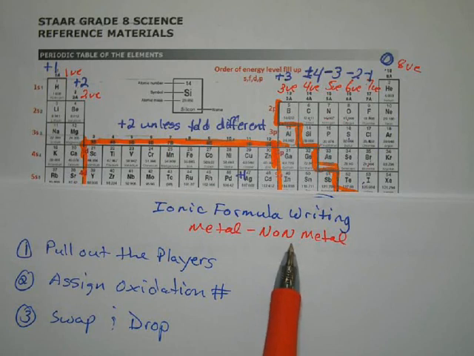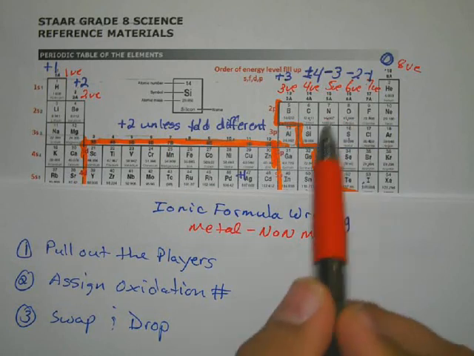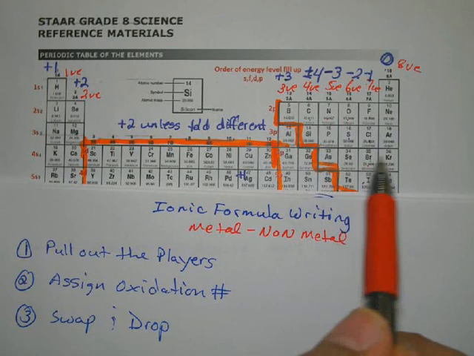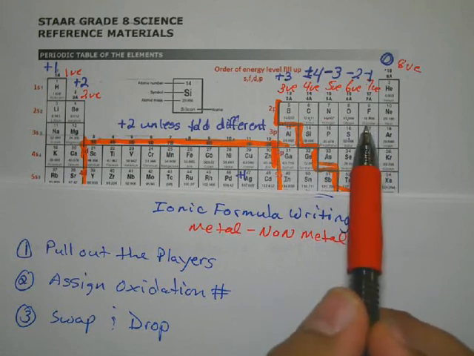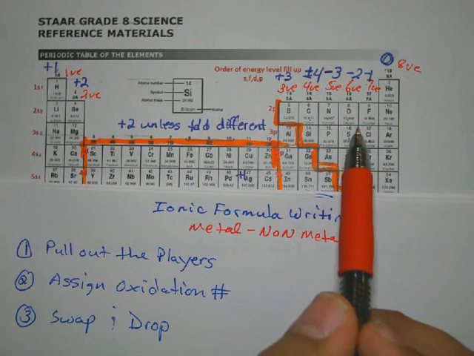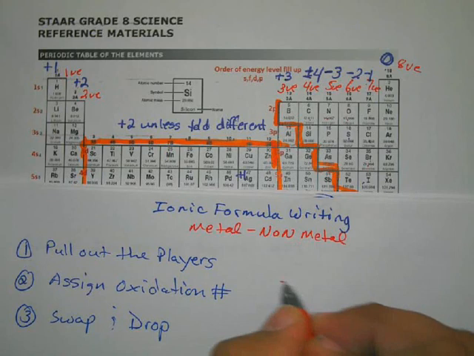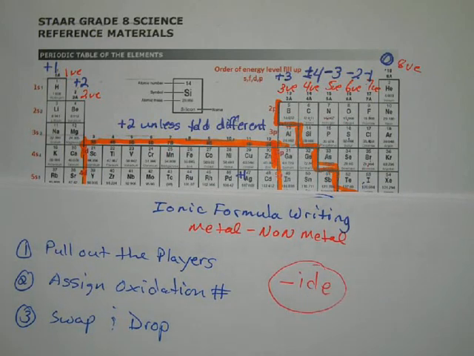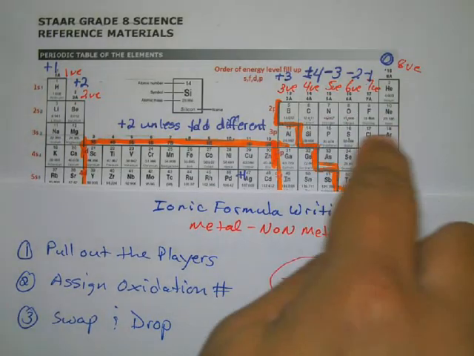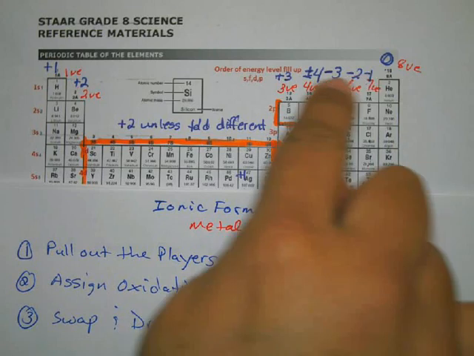You have a single nonmetal, which is found over here, which takes the "ide" ending, and then you have polyatomics, which keep their name. Well, how do you know if you're dealing with a polyatomic or a regular nonmetal? Well, it's easy. It's all about this "ide" ending, okay? If it ends in "ide," you find it on the front of the periodic table, so it's a single element. And then you just use these oxidation numbers.